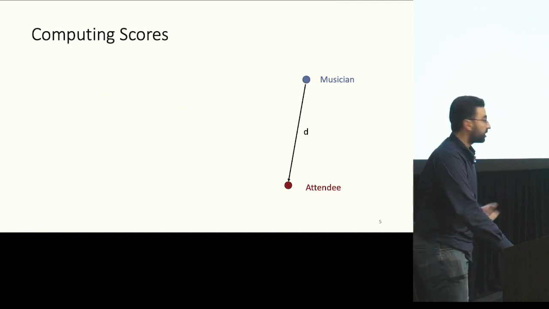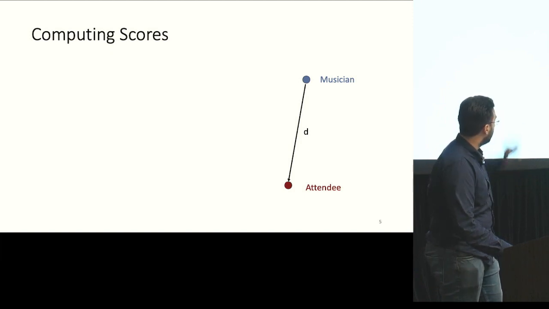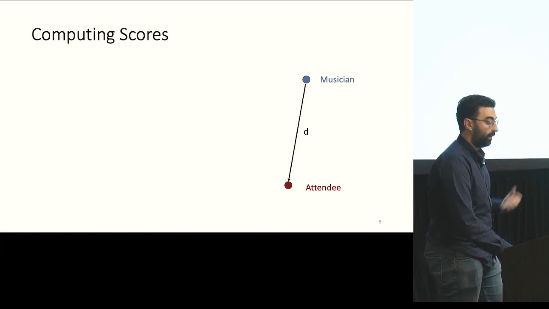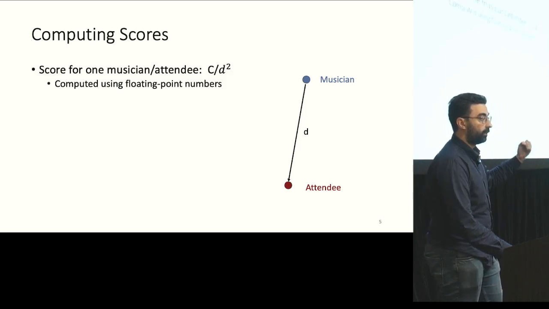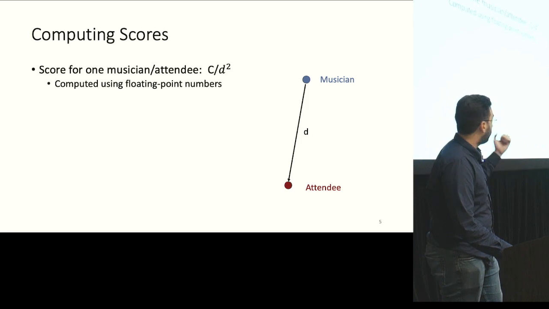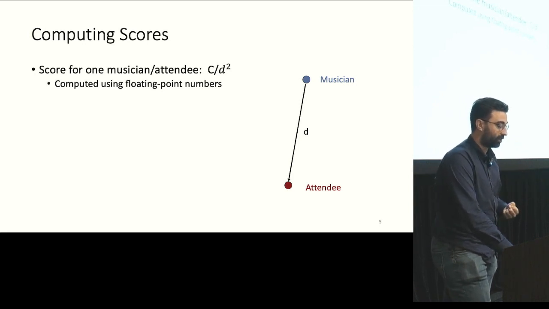Now, how do you actually compute the score? Well, the idea was to try to model and mimic how sound actually works. So for instance, if you have a musician and an attendee at a distance of, let's say, d, the scoring function for the sound quality from this musician to this attendee would be a function of something on the square root of d, on the square of d, sorry.